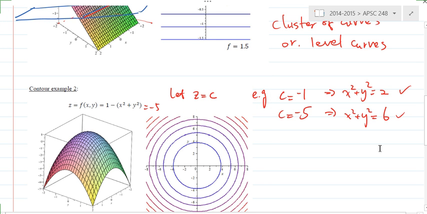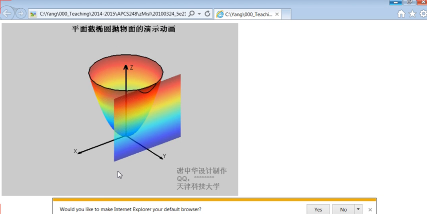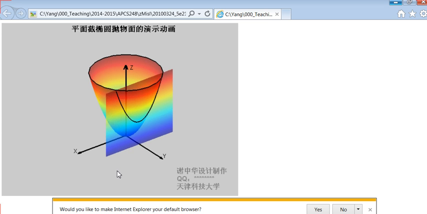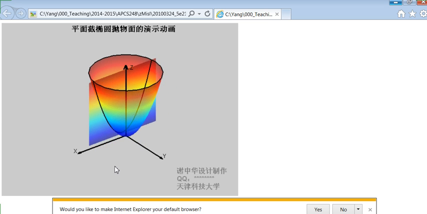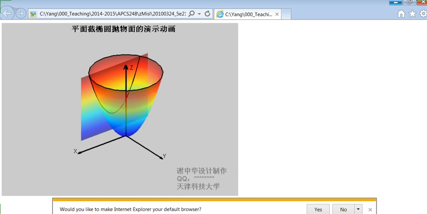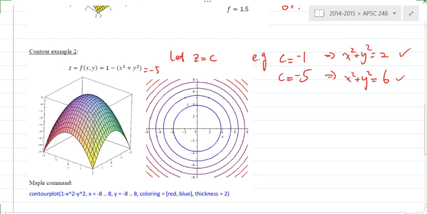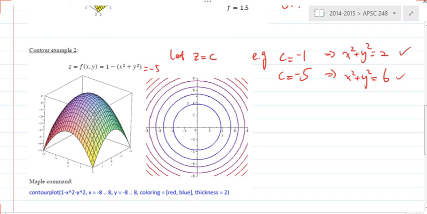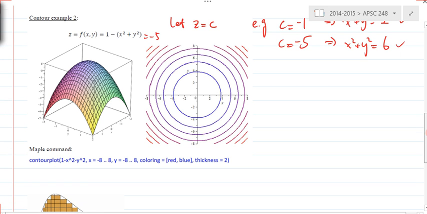Here's a little animation. This is what happens when you cut with the surface: you get different intersected curves. We're not cutting in this direction, only in the horizontal direction here. So now the question is, what good does the level curve do for us? We will use that in future lectures.